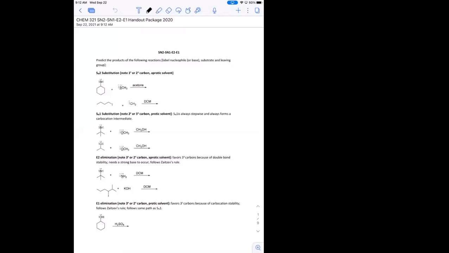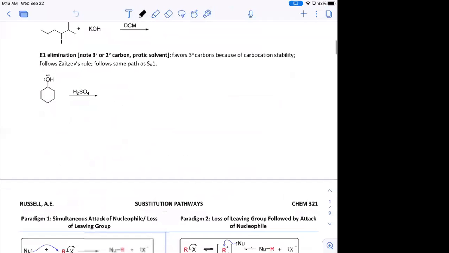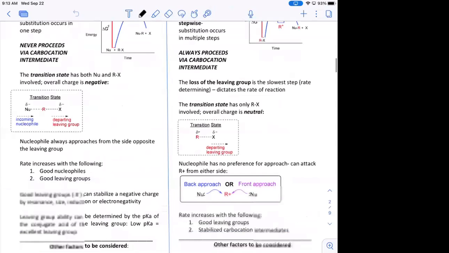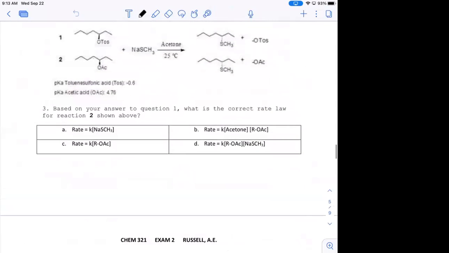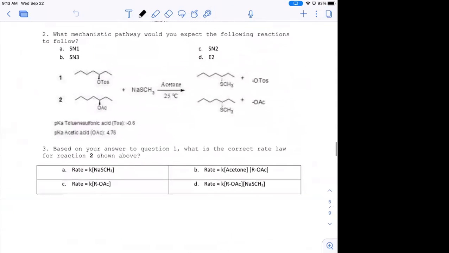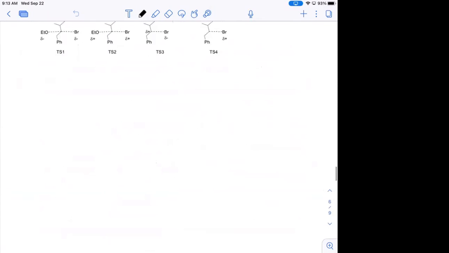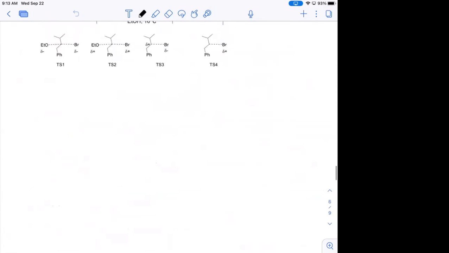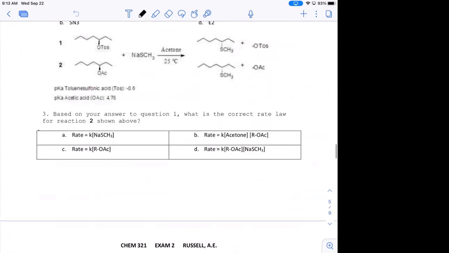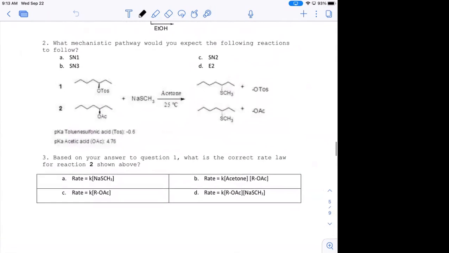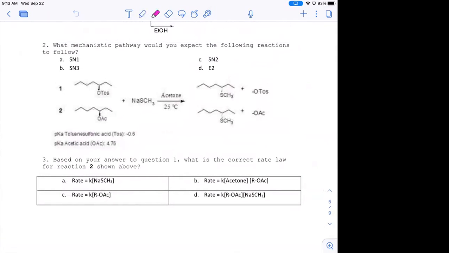All right. We've talked about the substitution, elimination. I think we left off here saying that it was SN2. Let's finish this and then we're going to work through some more examples. So if you look right here, we said that this was SN2.